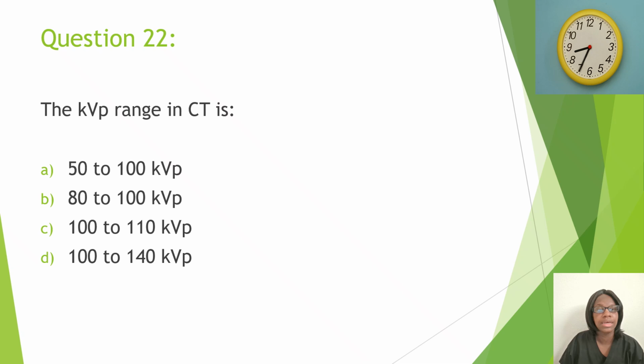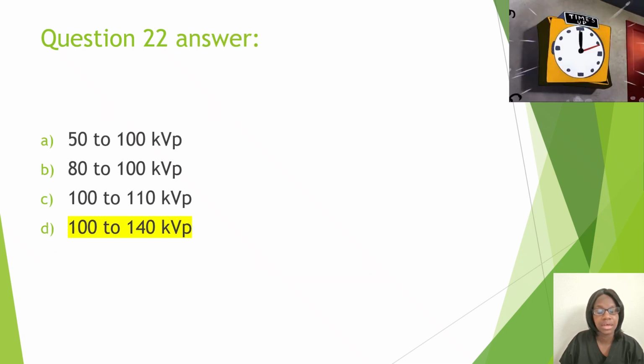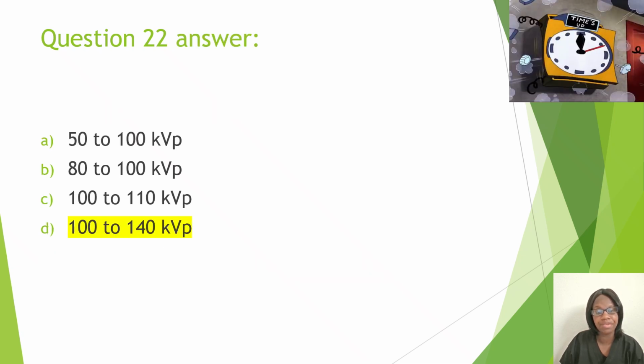Question 22. The kVp range in CT is it 50 to 100 kVp, 80 to 100 kVp, 100 to 110 kVp, or 100 to 140 kVp? All right, the correct answer is 100 to 140 kVp.